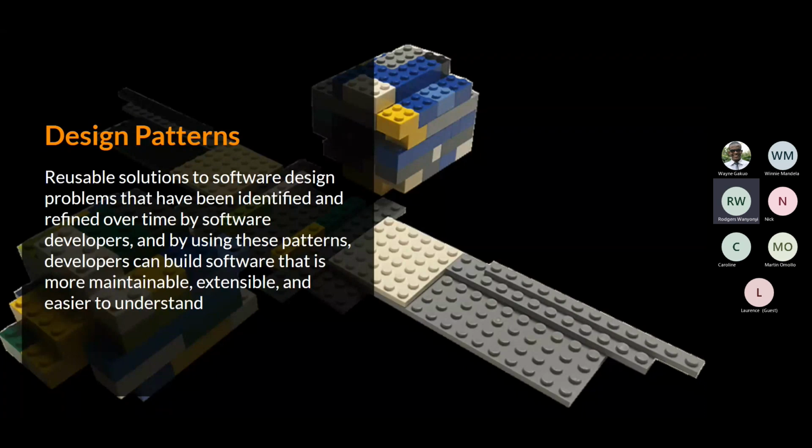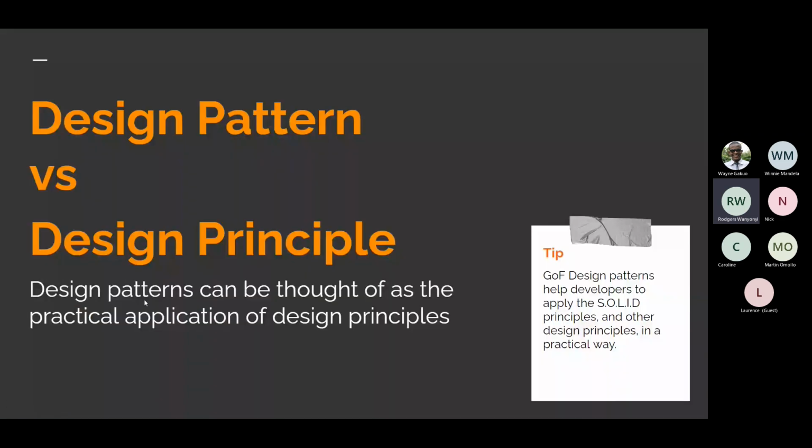So we'll start to look at the Gang of Four patterns. But before we do that, we need to understand the difference between design principles and design patterns. We can say design patterns can be thought of as the implementation of the design principles, or the practical application of design principles. For example, the Gang of Four design patterns will help us developers to apply the SOLID principles that we've just seen when creating our software. So that's basically the difference between design patterns and design principles. I hope everyone understood that difference.